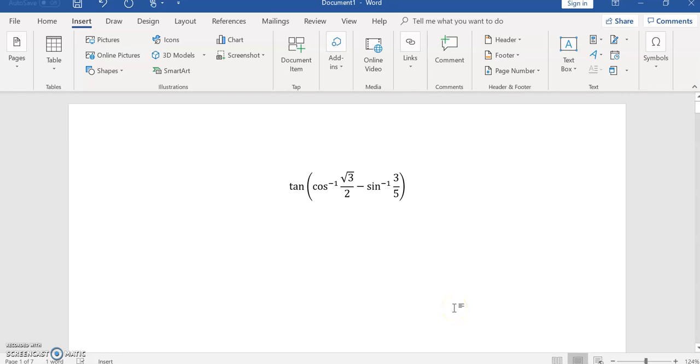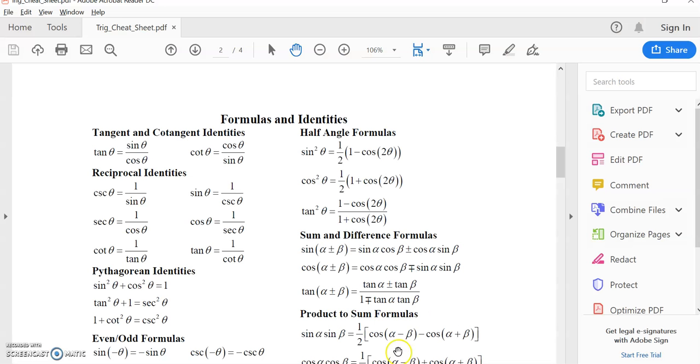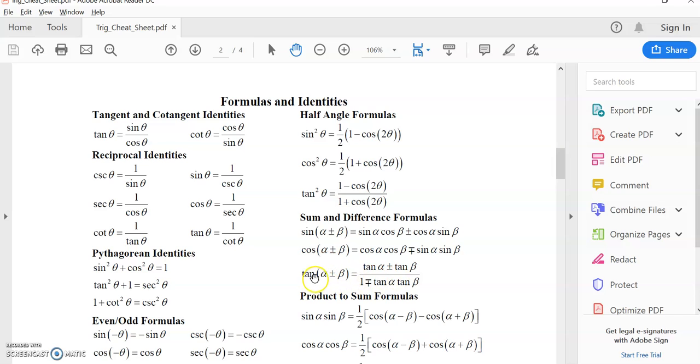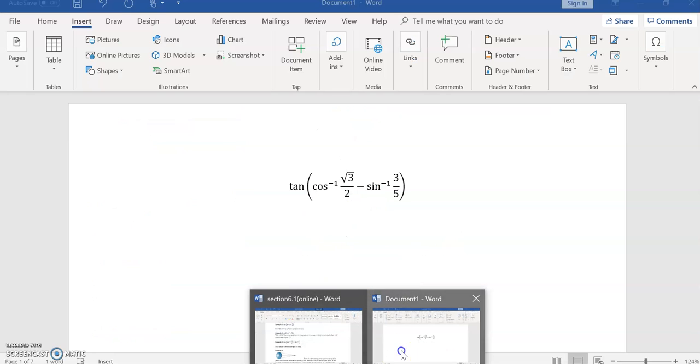I'm going to show you how to deal with this function, which has a bunch of inverse trig in it. And we look at this and we think, oh, that looks scary. But it's really not. What you should see as soon as you look at it is that this is one of your addition formulas. This is a tangent addition formula. And so right here, this is the formula, the tangent sum and difference formula. That's what you need to tackle this problem.